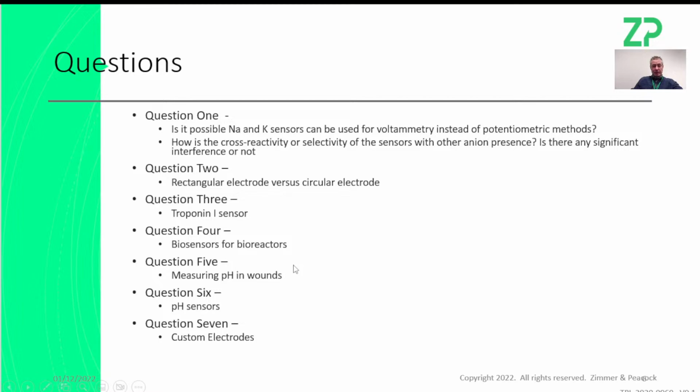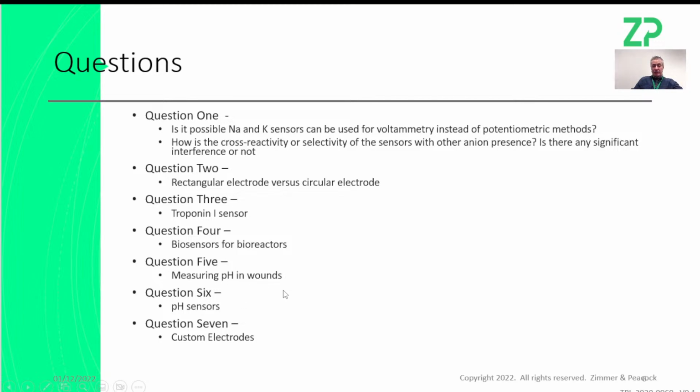We've also had some inquiries about our Troponin I sensor. I'll just talk about that. Also biosensors for bioreactors. I have done some webinars on this recently and mentioned that we have a facility in Coventry, which is next to Warwick University. And because of the strong connections to Birmingham and Aston and Warwick, we've actually got some PhD students as essentially alpha testers at the moment on that.